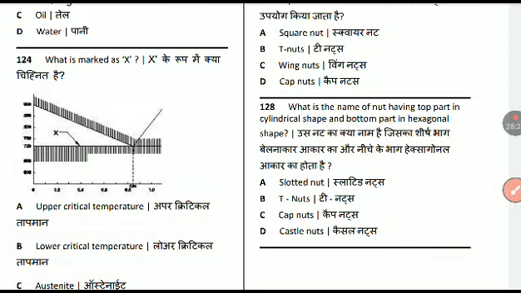What is the name of knot having top part in cylindrical shape and bottom part in hexagonal shape? Option A, slotted knot. Option B, T knot. Option C, cap knot. Option D, castle knot. Castle knot. Option D.